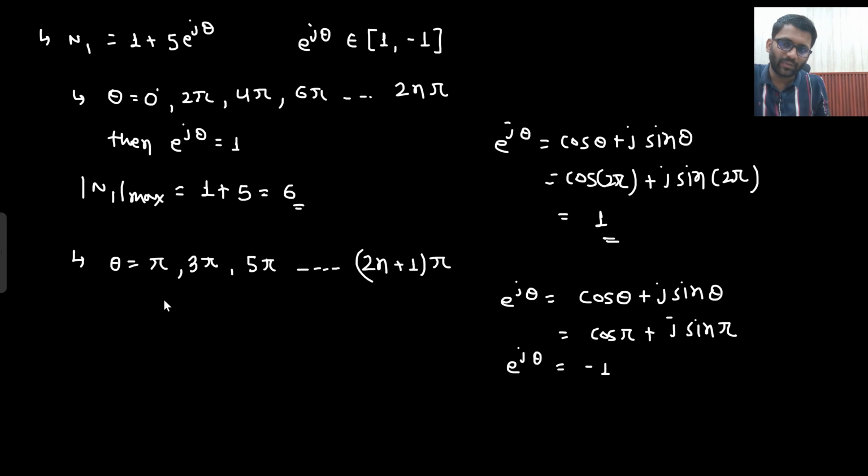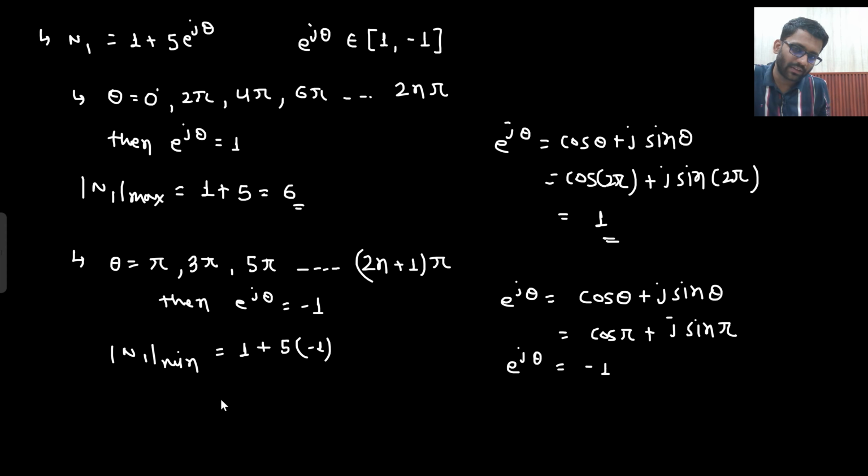So here, e to the power j theta will be equal to minus 1. So what value will you get? For minimum I will get 1 plus 5 into minus 1. So what are you getting? Minus 4. So here I am getting the minimum value.